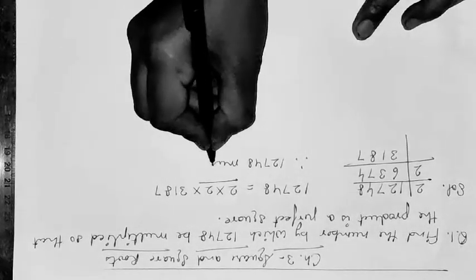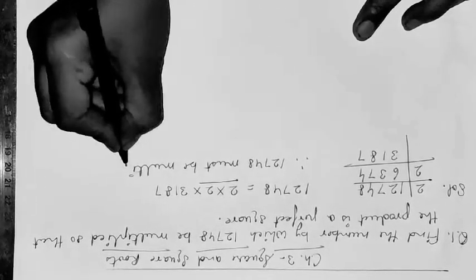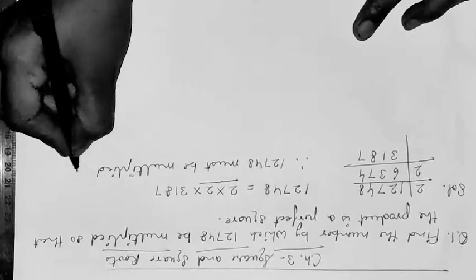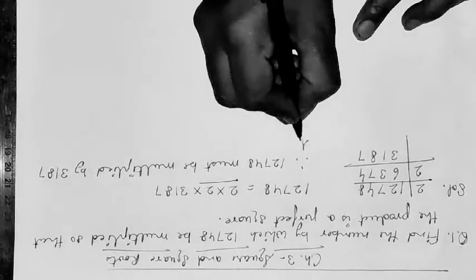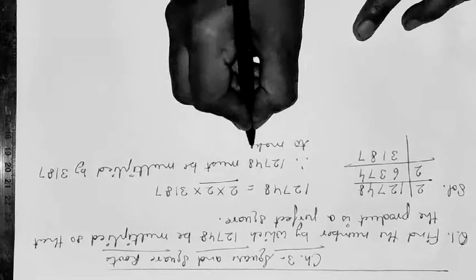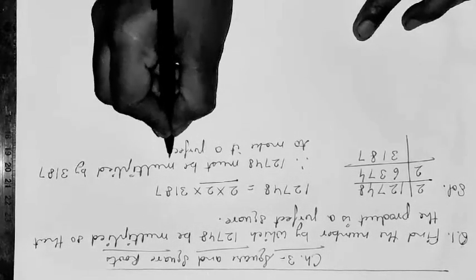12748 must be multiplied by 3187 to make it a perfect square.